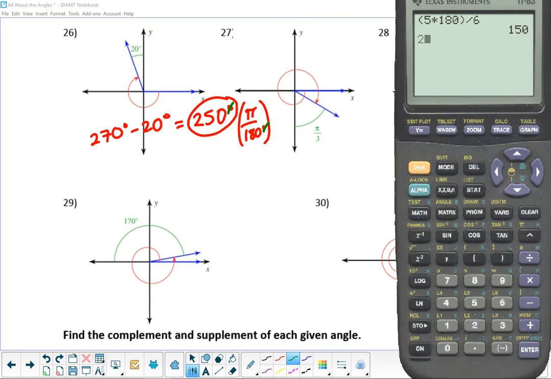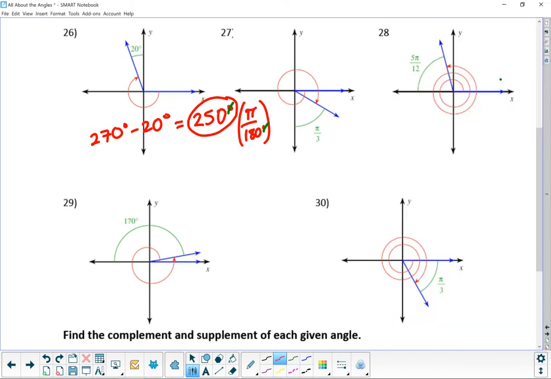So using my calculator, 250 divided by 180 gets me 1.3888. Hit the math button, change it to a fraction, and you get 25 over 18. So my final answer is 25 pi over 18. Oh yeah, you can just see it here. If you cancel the zero out, you get 25 over 18. Okay, and that's my radian answer.